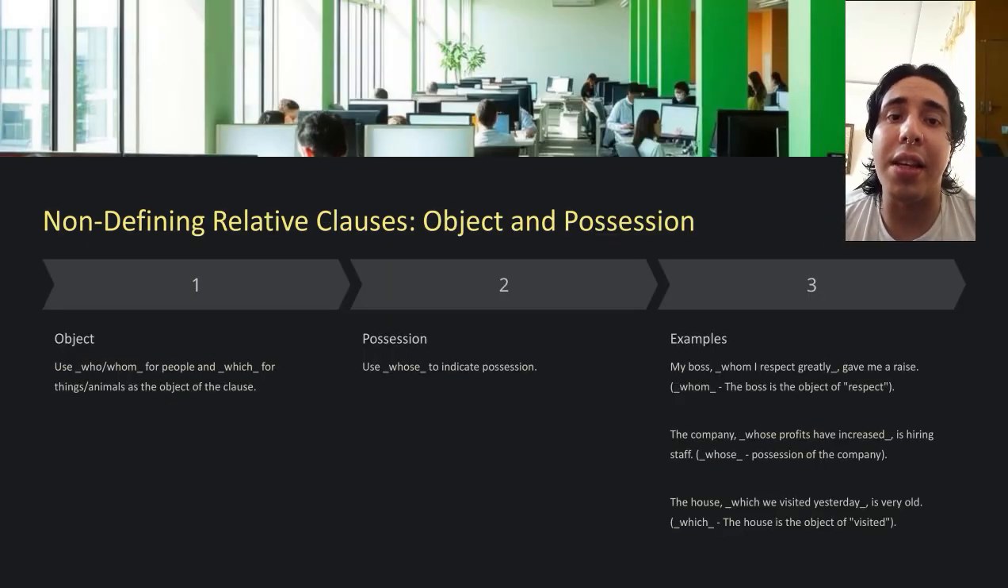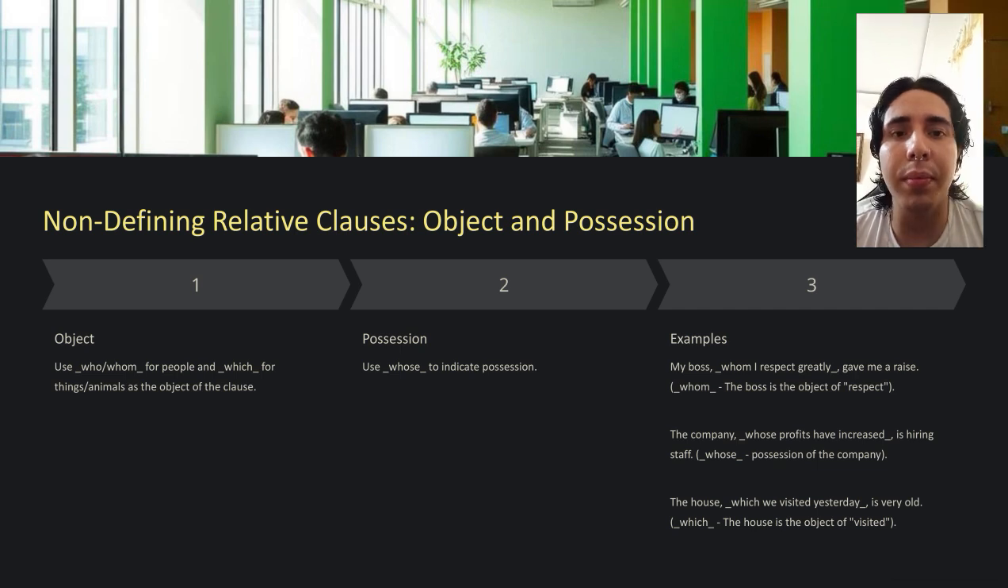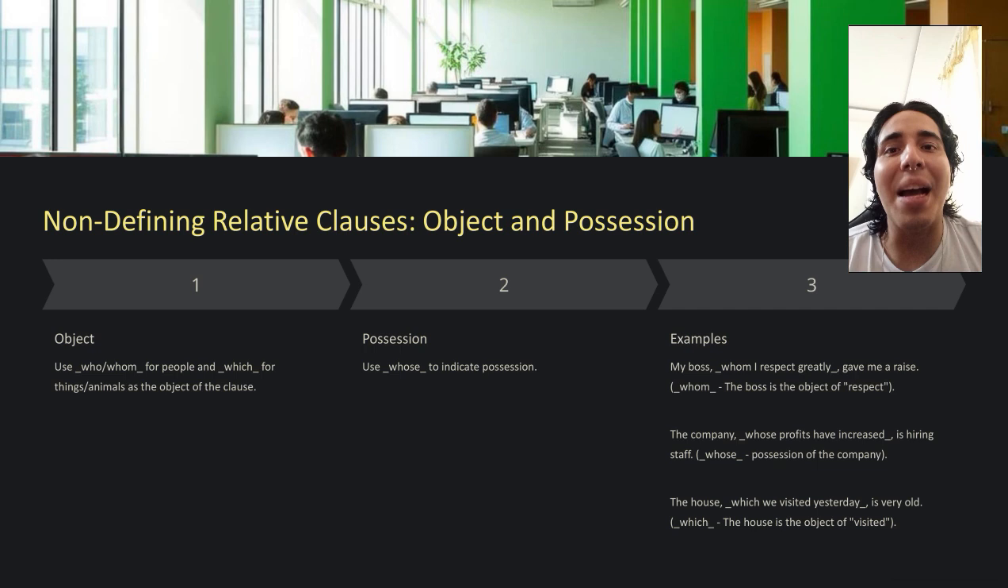Non-defining relative clauses, object and possession. 1. Object. Use who or whom for people and which for things or animals as an object in the clause. 2. Possession. Use whose to indicate possession. 3. Examples. My boss, whom I respect greatly, gave me a raise. Whom? The boss is the object of respect.